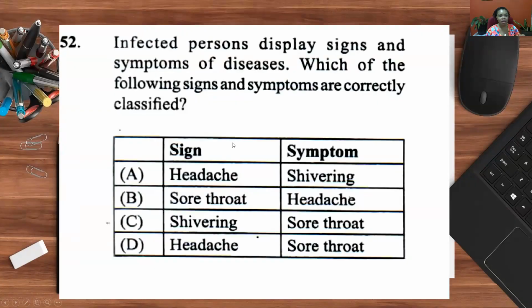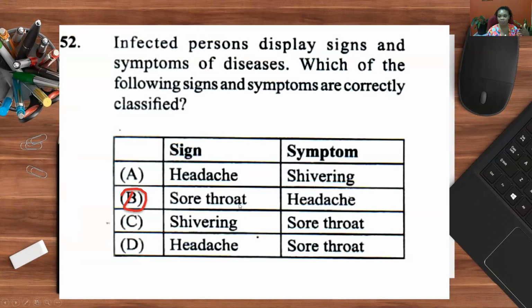Infected persons display signs and symptoms of diseases. Which of the following signs and symptoms are correctly classified? Now, this one is a tricky one, because you have to look at what is referred to as a sign and what is a symptom, right? So a sign, as you know, you can see it, while a symptom, the person feels it, right? So in this case, I have sore throat and headache. Some persons would probably think it's C, which is shivering and sore throat.